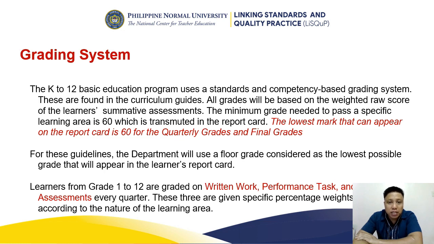For these guidelines, the department will use a floor grade, considered as the lowest possible grade that will appear on the learner's report card. Learners from grade 1 to 12 are graded on written work, performance tasks, and quarterly assessments every quarter. These three are given specific percentage weights that vary according to the nature of the learning area.